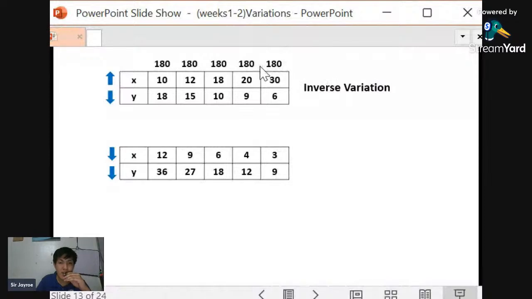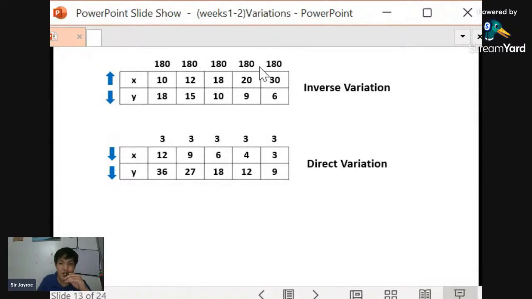So let's divide. 36 divided by 12 is 3. So dapat 3 na lahat yan. 27 divided by 9 is 3. 18 divided by 6 is 3. 12 divided by 4 is 3. And 9 divided by 3 is 3. So very good. So we can conclude now that this is direct variation.